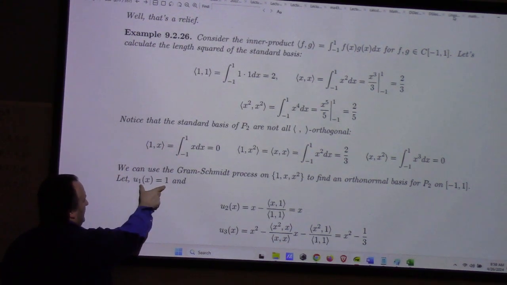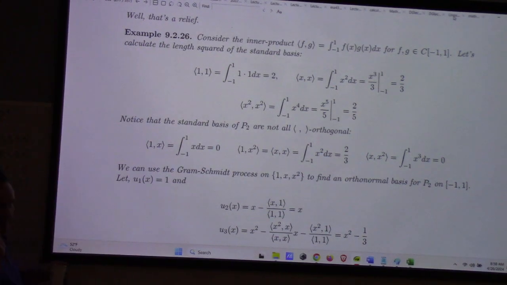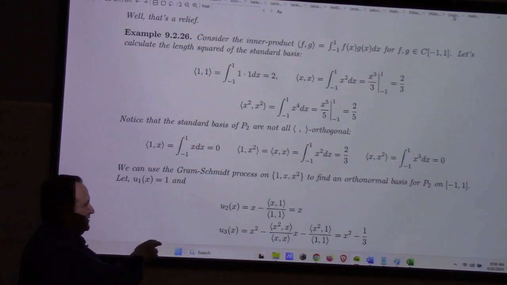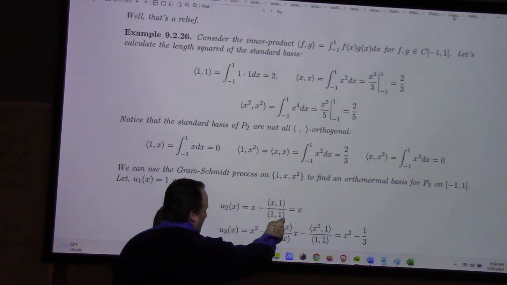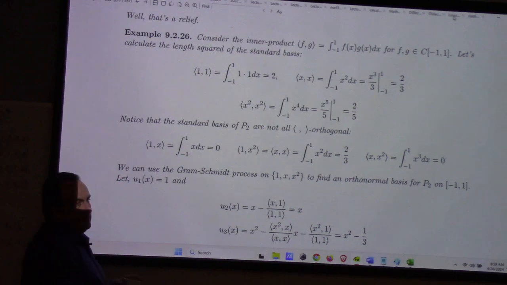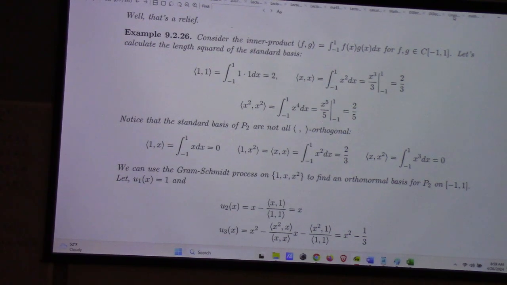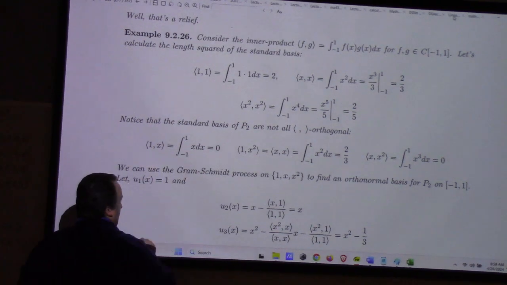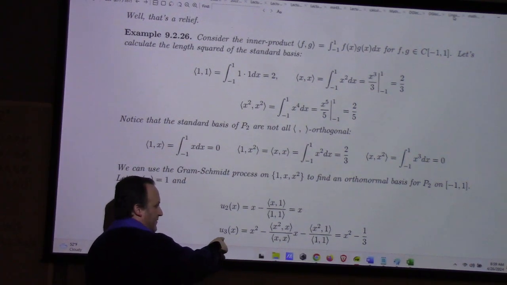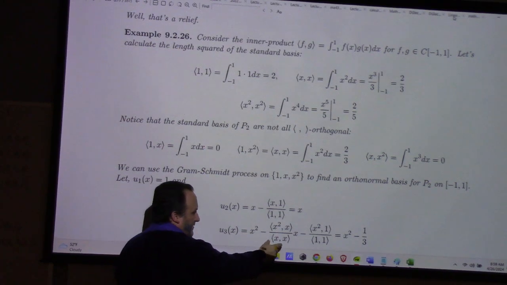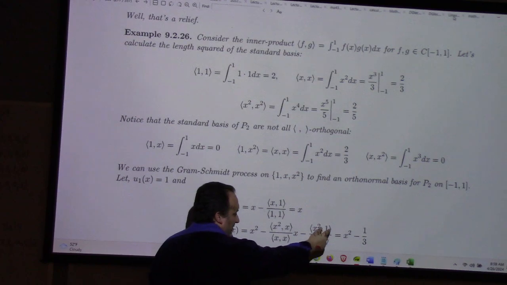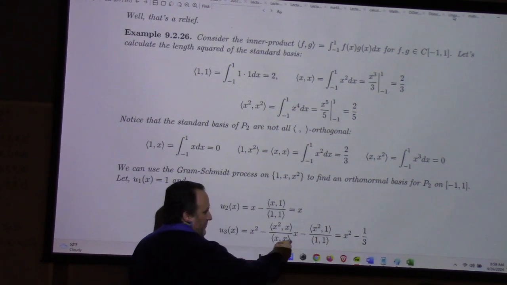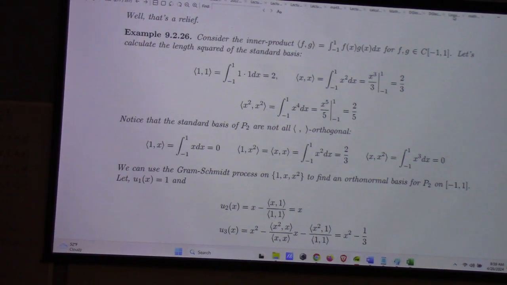So I'm just defining u1 of x as 1. That's all I'm doing at the moment. All right. And then what am I doing here? I'm subtracting off the piece of x which is parallel to 1, which is nothing because x is already perpendicular to 1, as we see right here. And then the next step in Gram-Schmidt, for x squared, subtract off the part parallel to 1 and to x, and we get x squared minus 1/3.